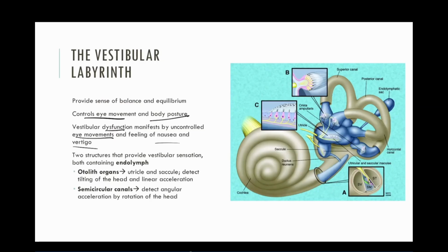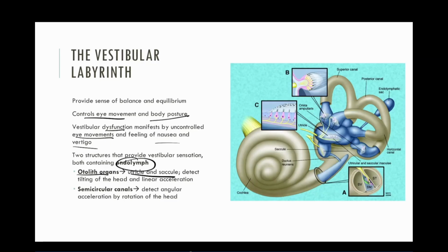So there are two structures that provide our vestibular sensation. They both contain endolymph. So if it's endolymph, what is the ion that does the depolarization? Potassium. We have otolith organs, and there are two of them. There's a utricle and a saccule. And this detects tilting of the head and linear acceleration. So if I tilt my head downwards, how do I know I'm looking down? Because of these organs. How do I know I'm going fast this way in a horizontal acceleration? It's these organs, and I'll explain what they do in a second.